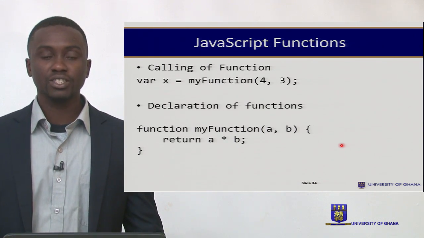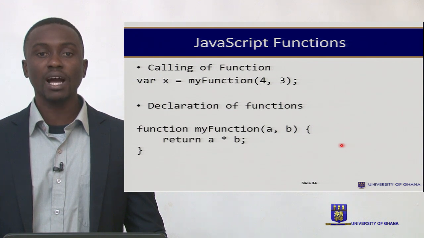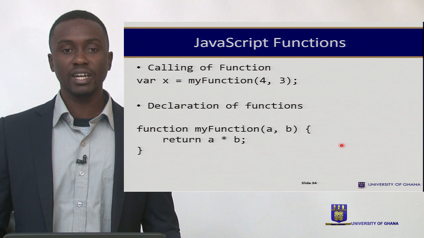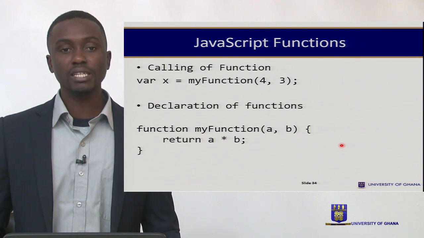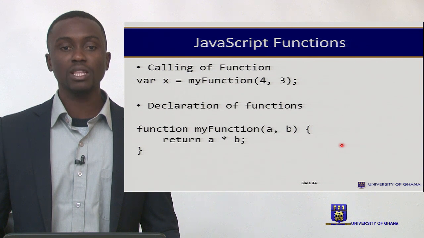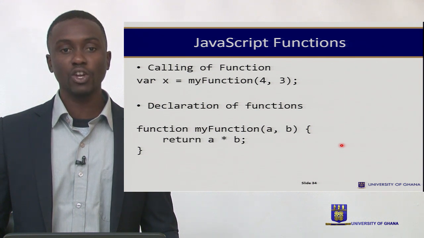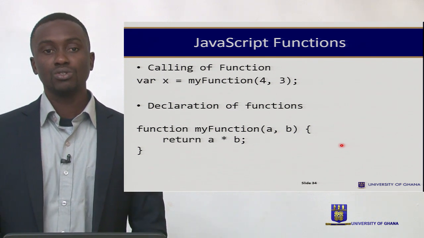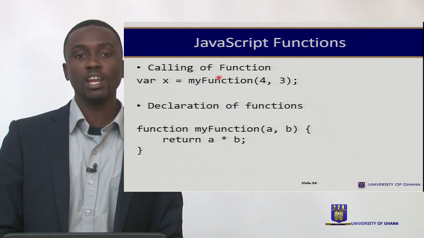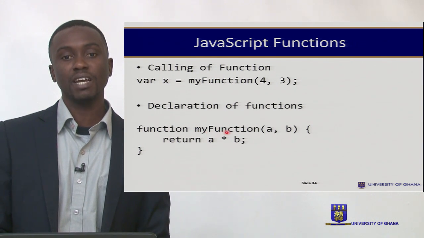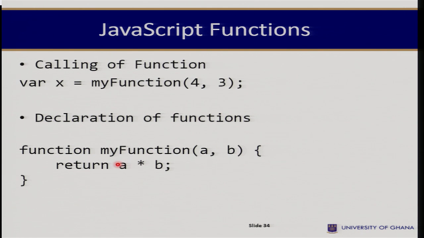Now, JavaScript functions. There are certain times you need to have some code that will be reused over and over again. It is not expedient to write that code every single time, but you can put it into functions so that you can easily call your function, and then it will do the computation that you want for you. So over here, we see how we call a function, and over here, we see how we declare a function. We are declaring a function, myFunction, which takes two parameters, a and b, and it is going to return the product of a and b.